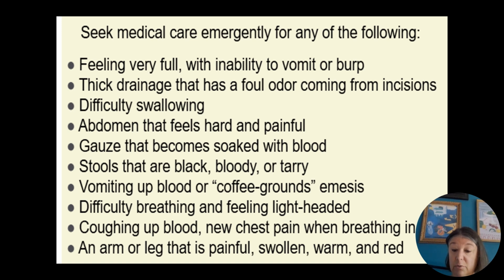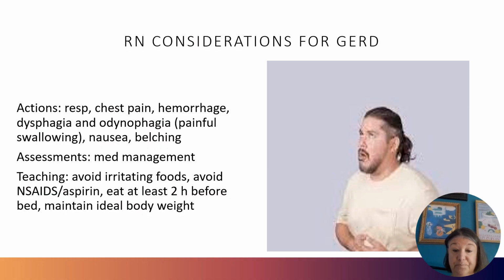Gauze that becomes soaked with blood, right? After something like this, we don't expect something to be bleeding that heavily. Stools that are black, bloody, or tarry, so lower GI bleed or upper GI bleed, vomiting up blood, that whole coffee ground emesis thing, difficulty breathing, feeling lightheaded, coughing up blood, hemoptysis, right? Never a good thing. New chest pain, or an arm or leg that is painful, swollen, warm, and red. That we are worried about cellulitis related to that, and we are worried about the heart.